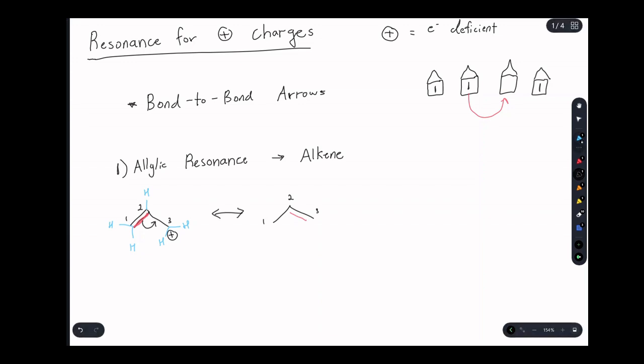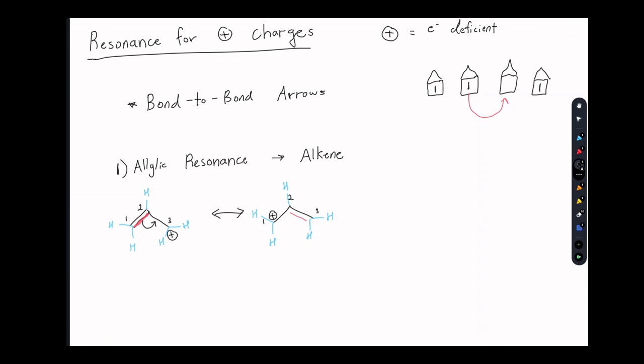Now, if we look at the hydrogens again, carbon 3 is now satisfied. It has its 4 bonds. Carbon 2, as always, doesn't really care, but carbon 1 still only has its 2 hydrogens, which now means that the positive charge has moved to carbon 1.